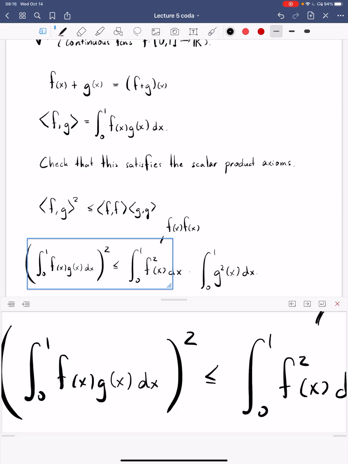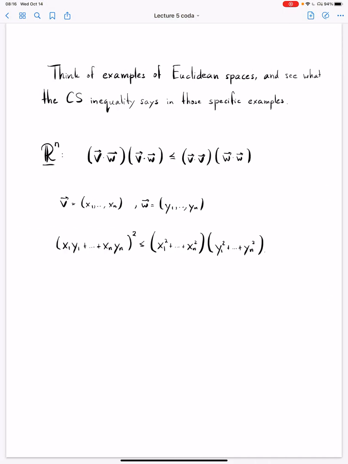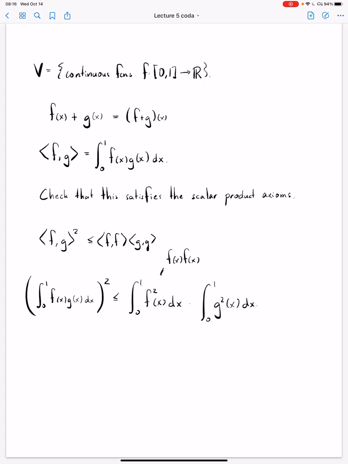Which is, I hope, indicative of the power of doing things in this degree of generality. Whatever Euclidean space we write down, we're going to get a version of the Cauchy-Schwarz inequality holding for that particular Euclidean space, because we know it holds in general. And that particular version could be pretty interesting, like this inequality between integrals, or like this inequality between sums. And so that is my speech on the Cauchy-Schwarz inequality, and I will leave it to you to explore.